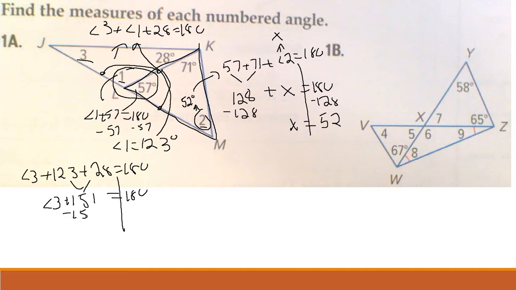And you subtract 151 from both sides, and you get angle 3 is equal to, well, it looks to be about 29 degrees. And that's your last angle that you're missing there.